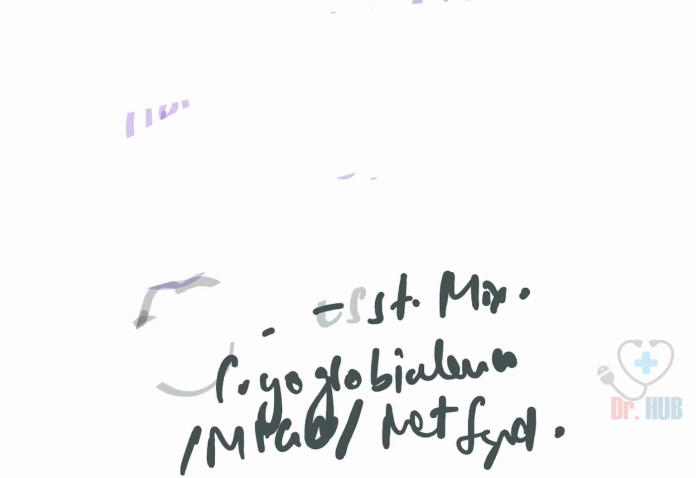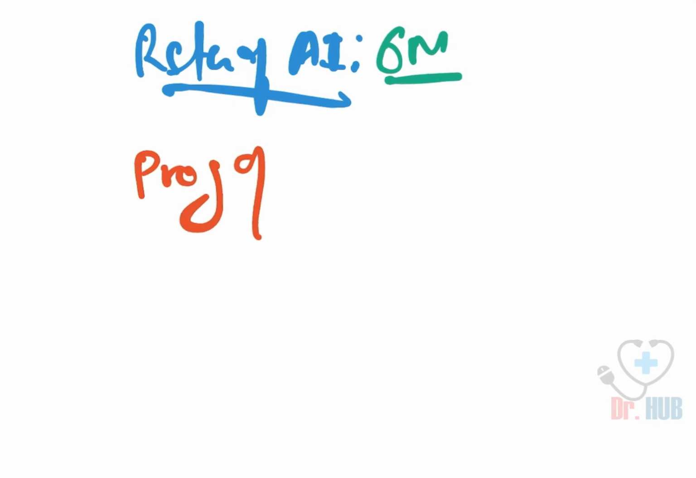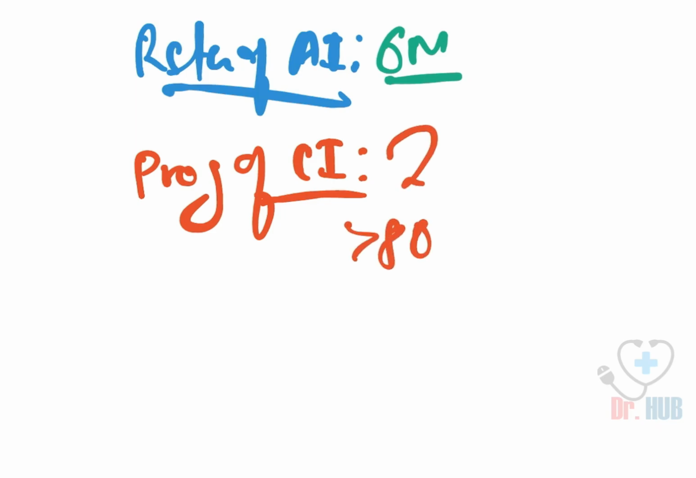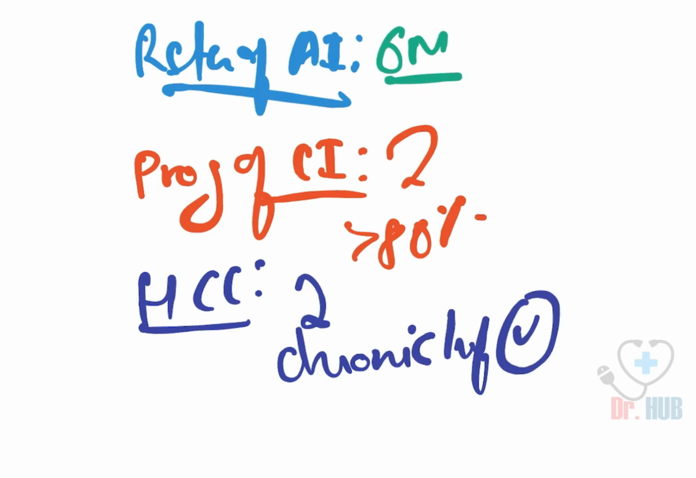Then we move on to the resolution of the acute infection. The resolution of the acute infection takes place at about 6 months. Looking at the progression of the chronic infection, it is greater than 80%. Then what about HCC? It may develop in chronic infections.